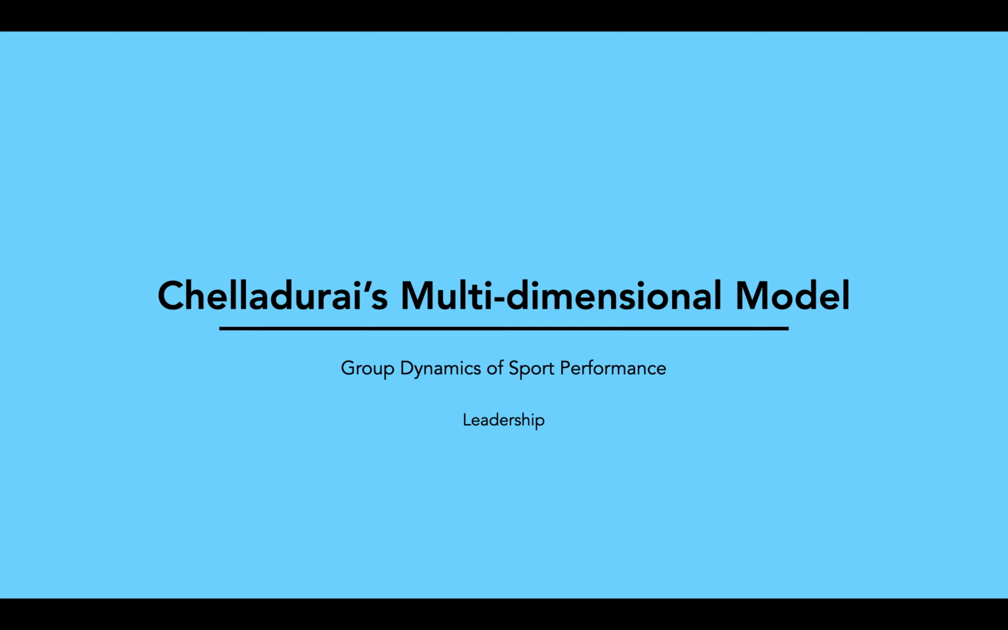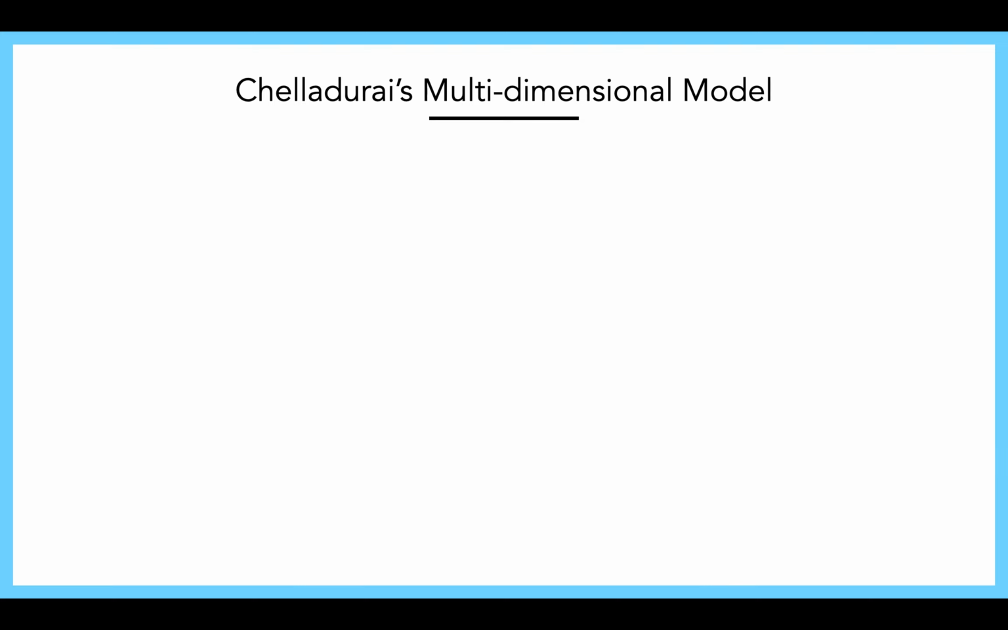Okay, Mr. Watson here, and in this video we're going to look at Chelladurai's multi-dimensional model of leadership. Now this is the most popular view of leadership because it's interactionist. It's that people learn to be leaders through social learning and interactions with their environment. Okay, so it's not one-dimensional. You are able to change depending on the situation. So let's take a look at the model.